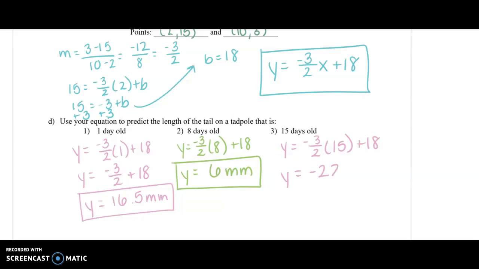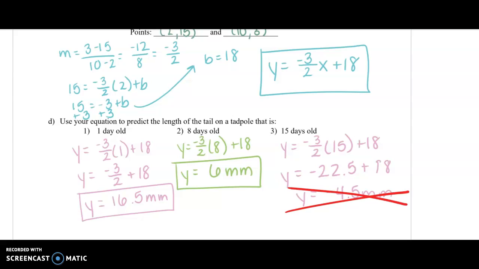So negative 22.5 plus 18. So y would be equal to negative 4.5 millimeters. You can't have a negative length tail. So what it's saying is that eventually the tadpole is just going to lose its tail. Okay, this doesn't actually make sense, right? You can't have a tail that's negative in length.